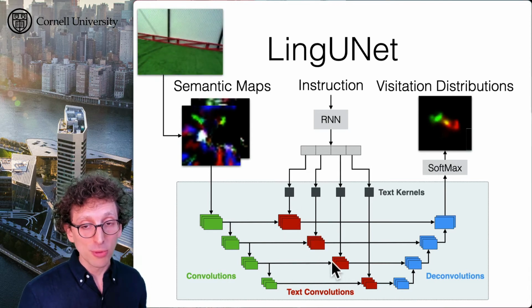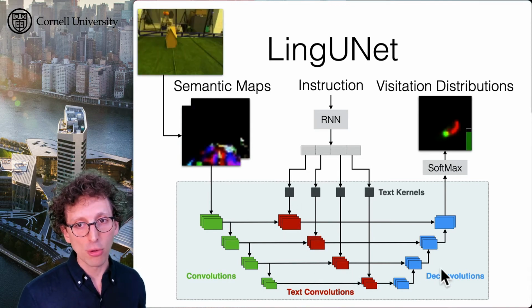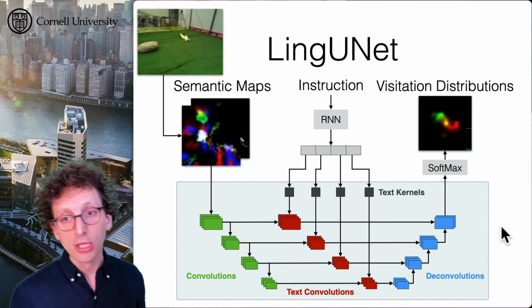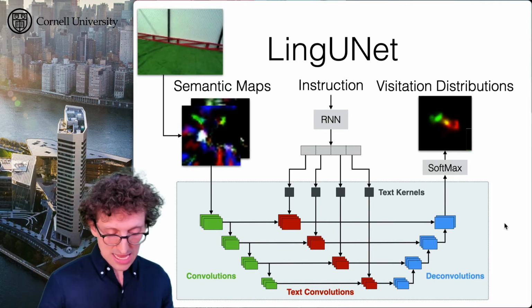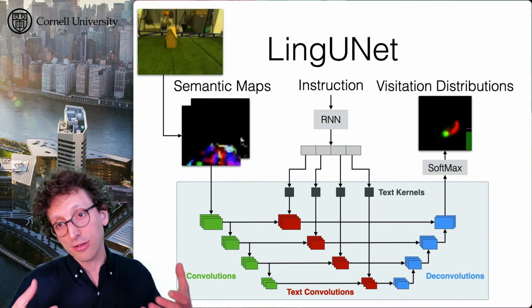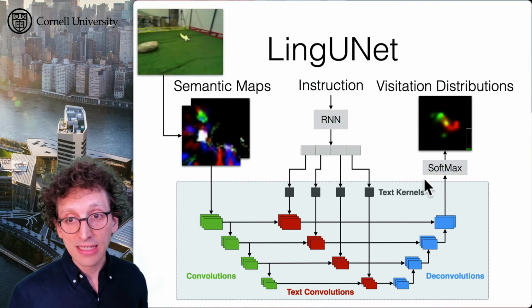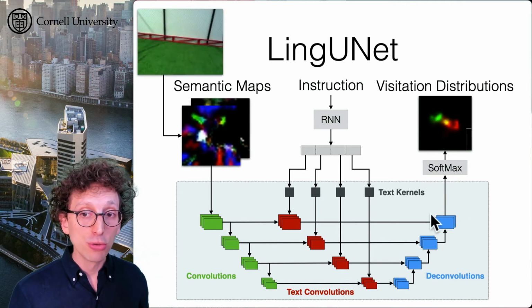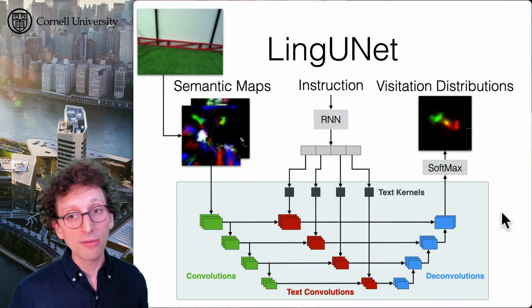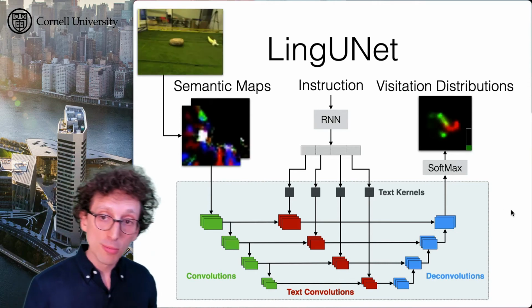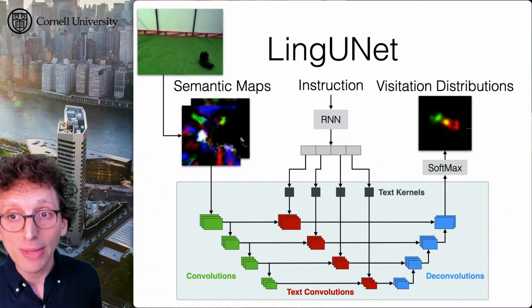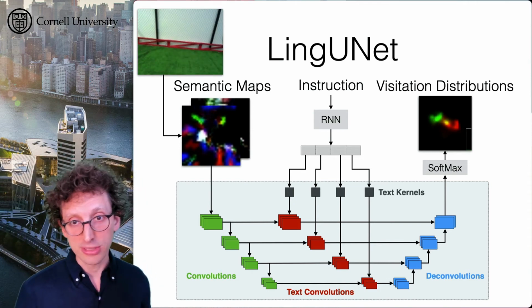And finally, given the output from the text convolutions, we deconvolve from the bottom to the top to create feature maps of higher and higher resolution, until at the end we compute two channels, one for each of the distributions. We push each of them independently through a softmax to compute our visitation distributions.